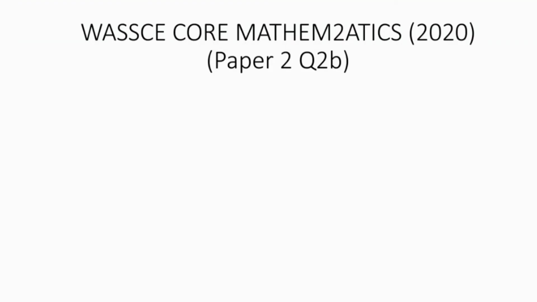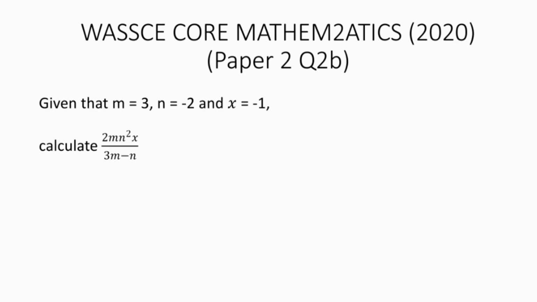B. Given that m equals 3, n equals minus 2, and x equals minus 1, calculate 2mn squared x all over 3m minus n.